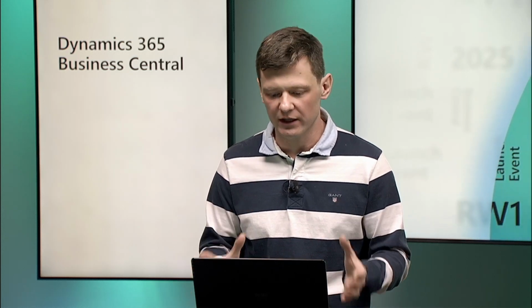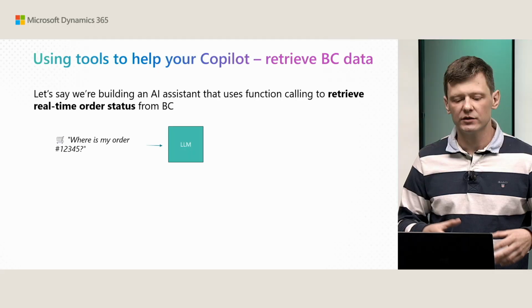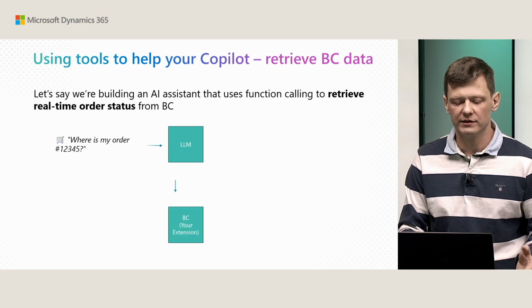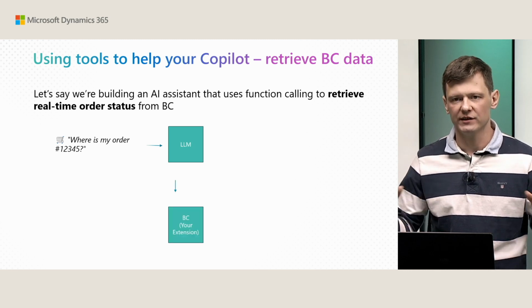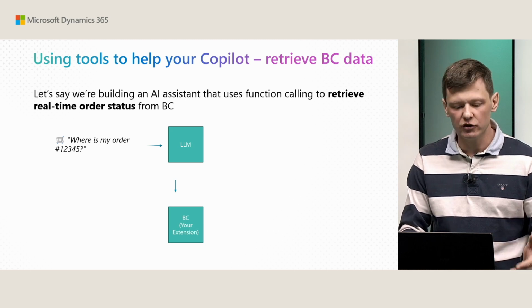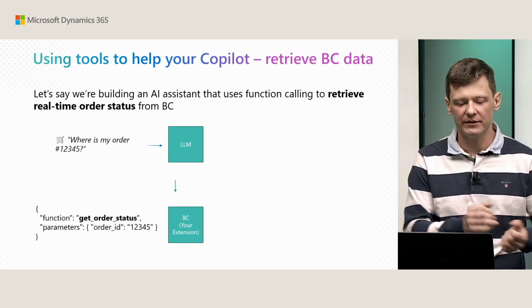Exactly the same approach we can use in Business Central to make sure we can answer questions about business data in a trustworthy and reliable way. Let's see how it works. Imagine you're building a Copilot extension to help your users answer questions about orders. Of course, all the information about orders is stored in Business Central. So what you can do in your extension is define a tool, exactly the same kind of tool as web search was for ChatGPT.